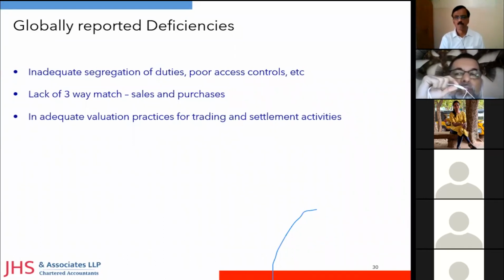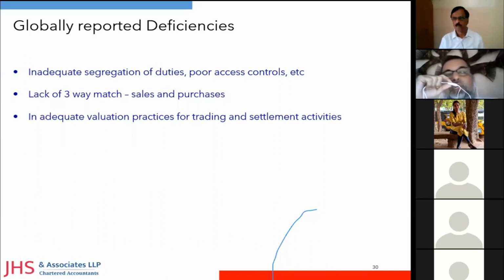And organizations fail to match these three documents to give evidence to the auditors, and likewise in case of sales and revenues also. Customer order with the dispatch order and with the logistics evidence, matching all the three. So if the three-way match fails, the auditor is going to then qualify as far as internal financial controls are concerned. And lastly, valuation for trading and settlement activities.